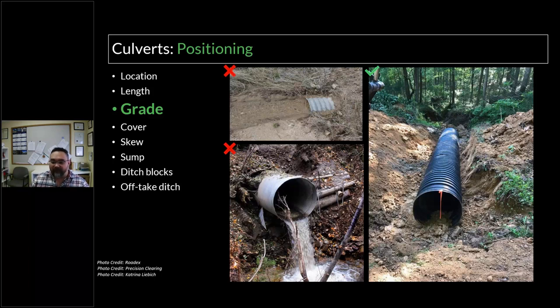So it's very important to understand the long profile, not just at the road prism, but the long profile of either the stream or where the water is coming from and going to. And understanding the use of riprap and aprons, because you know that culverts are always going to increase velocity, and so there will always be some erosion potential at the outlet.